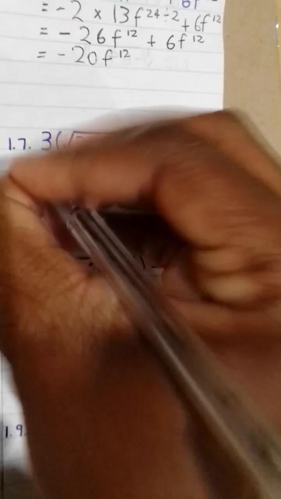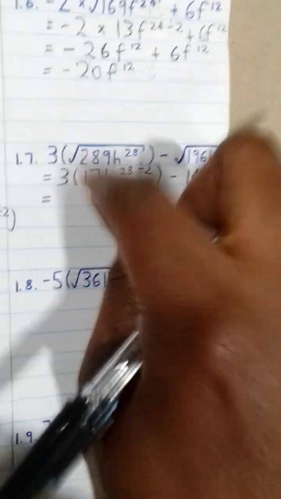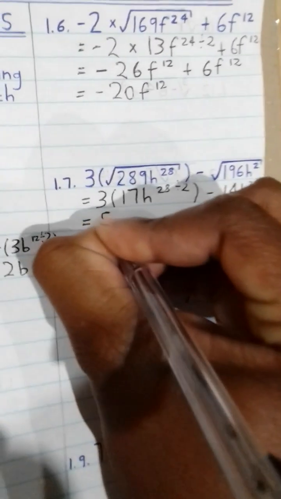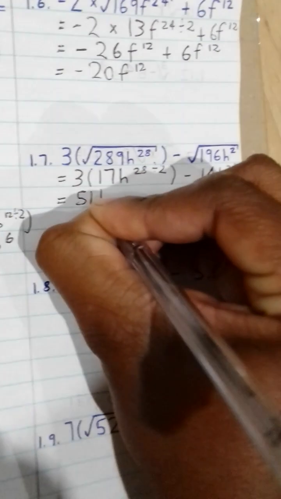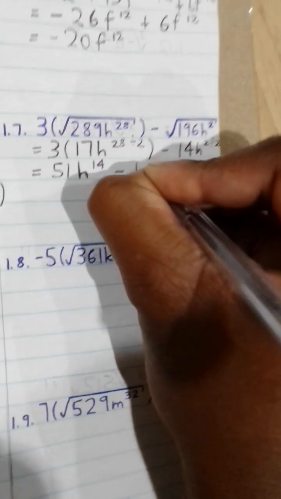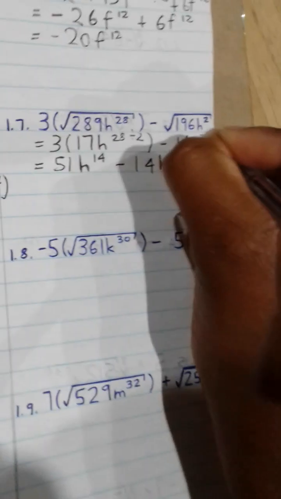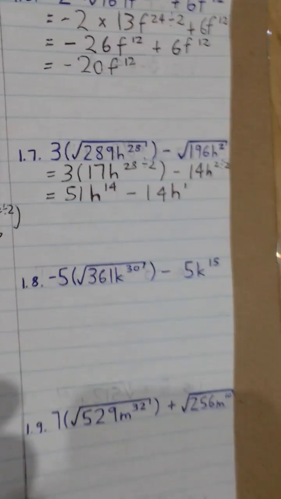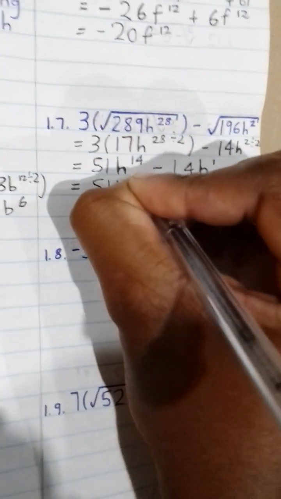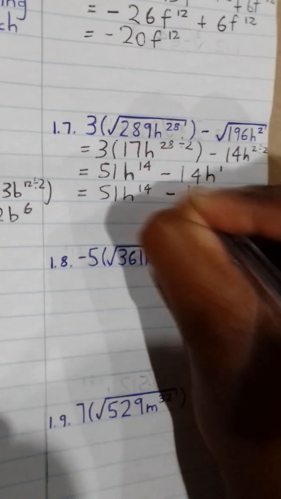Okay. 3 times 17, 17, 34, 51 h to the power of 28 divided by 2, 14 minus 14 h, 2 divided by 2, 1. But remember, when the exponent is 1, we don't write it down. So the final answer is going to be 51 h to the power of 14 minus 14 h.